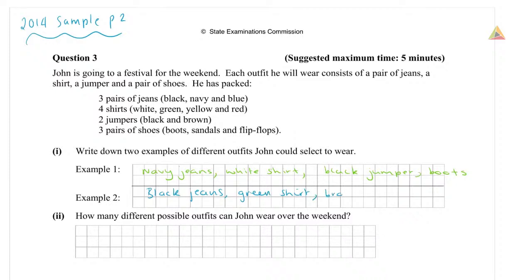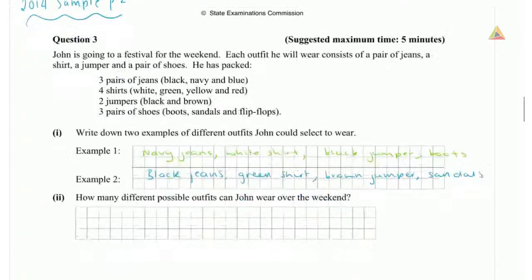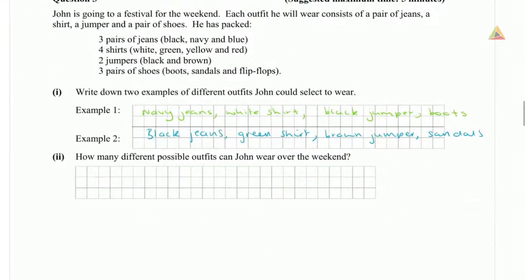We'll go brown jumper. And sandals. So that's 2 examples of different outfits that John could select to wear. How many different possible outfits could John wear over the weekend?